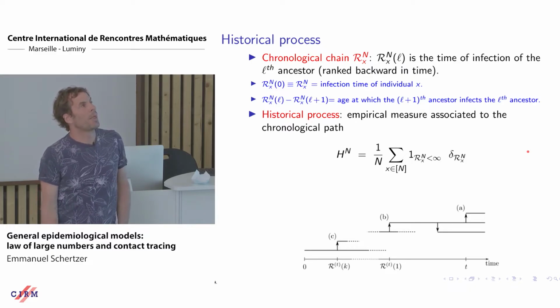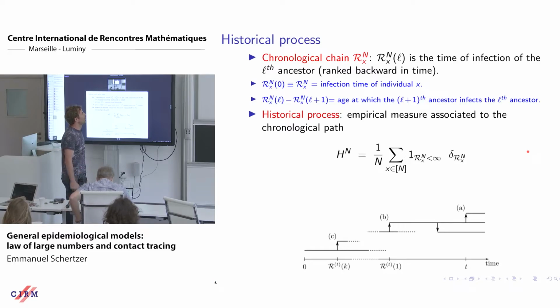Okay, so now what I would like to consider is again an empirical measure. So what I would like to look at is this horrible object, which I would call the historical process. So I take the empirical measure where I report the chronological chain associated to every individual present in my population.